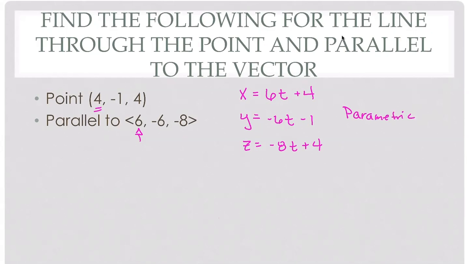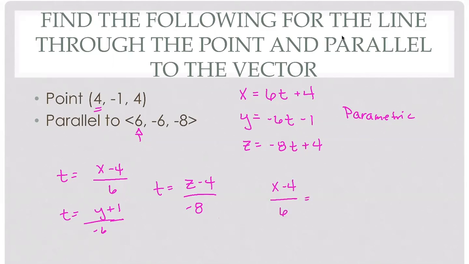Now we're going to do our symmetric equations. What we're going to have to do for that is solve each one of these equations for t. So we have t equals x minus 4 over 6. t equals y plus 1 over negative 6. And t equals z minus 4 over negative 8. So our symmetric equation is actually setting these all equal to each other. So x minus 4 over 6 equals y plus 1 over negative 6 equals z minus 4 over negative 8. And again, I call these symmetric equations.